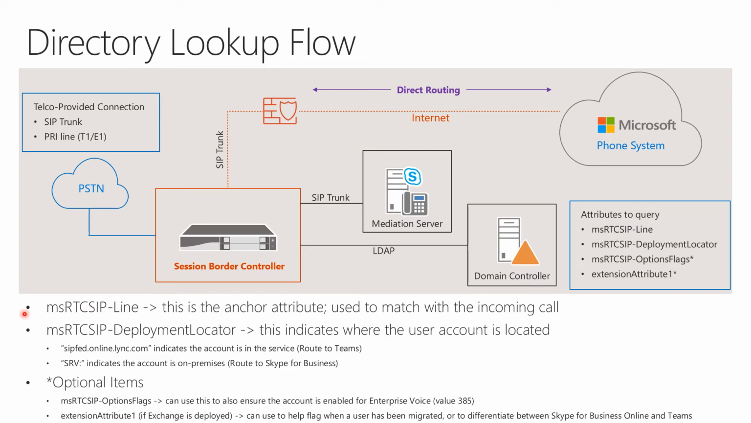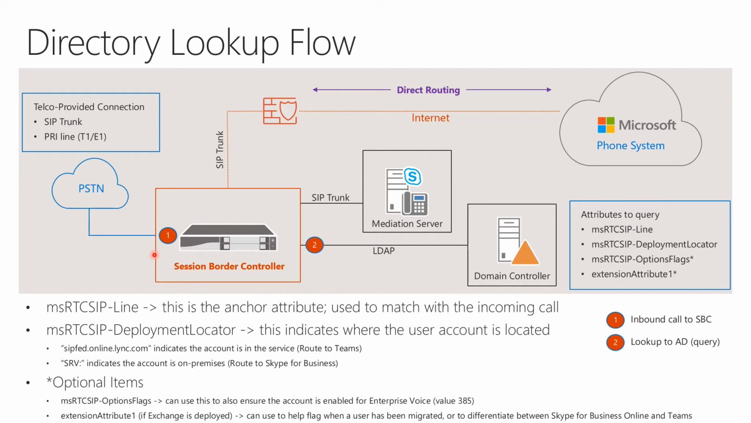Well, the msRTCSIP-Line attribute, this is what I call the anchor attribute, right? It's used to match with an incoming call. So when an inbound call reaches the session border controller, right? This could be a call that was coming in for Bob, the 949-555 number. That reaches the session border controller. And the first thing that the session border controller can do is go, oh, I have a call for this particular phone number. Let me go look in Active Directory and see if there's a user in Active Directory that has this phone number, which there should be, right? Because Bob is already enabled for enterprise voice.